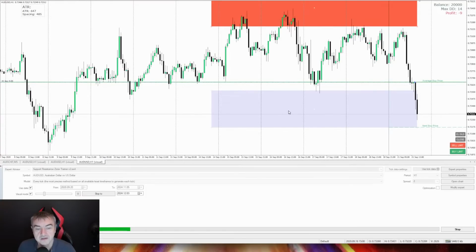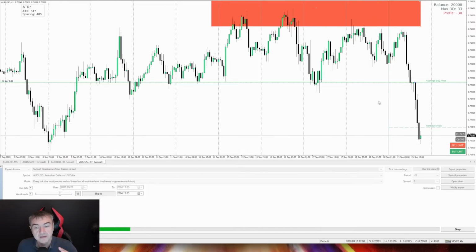You'll see now that this has turned into a different color. It's turned into a sort of light gray color, which indicates that this zone has been used. So the EA now will ignore this zone because we're not using it anymore. If it moves beyond that zone, it will remove it, like that. So that's basically how it works now.